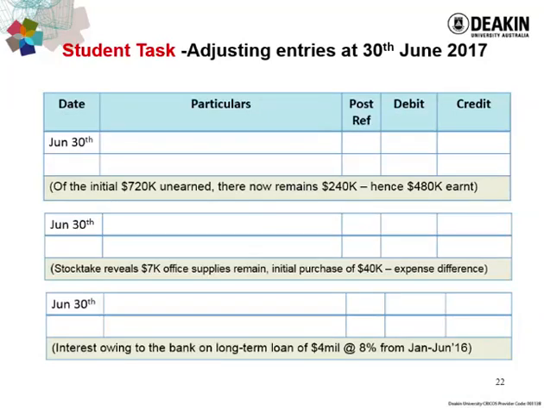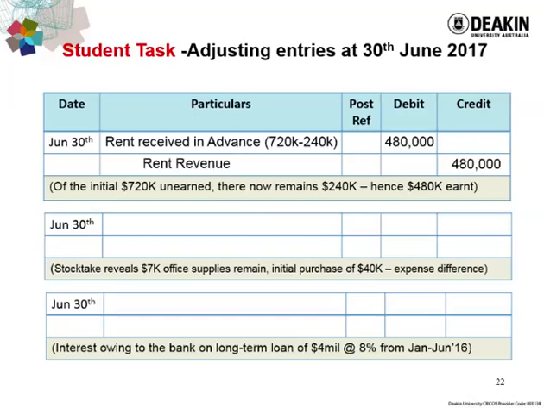Let's have a look at the fifth item. The rent received in advance account had an opening balance of 720k. At the year end, the correct balance is 240k. What does this mean? It means 480k of rent has actually been earned. So we reduce the liability with a debit entry. We debit rent received in advance, or unearned rent revenue if you like, and we credit rent revenue 480k.